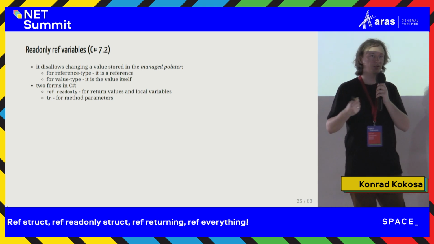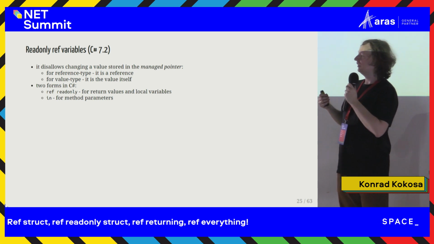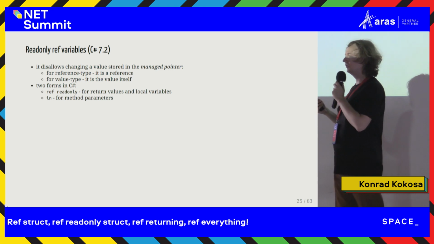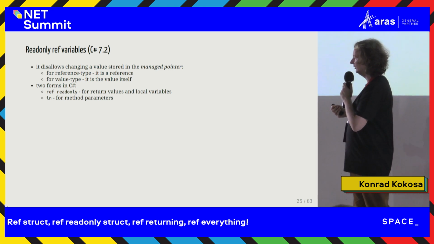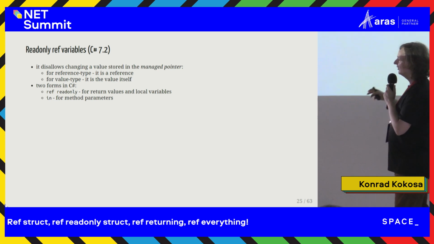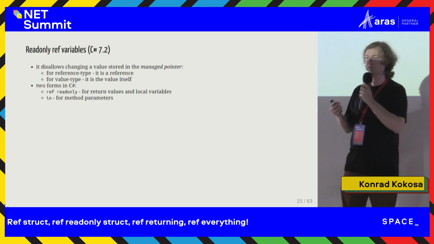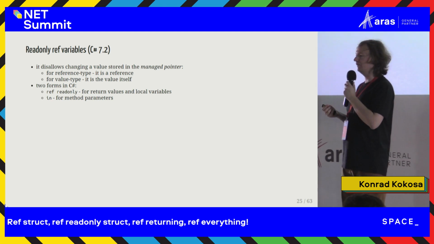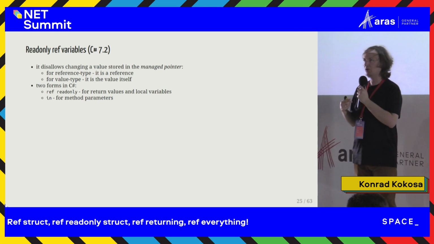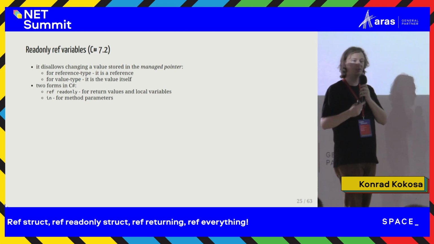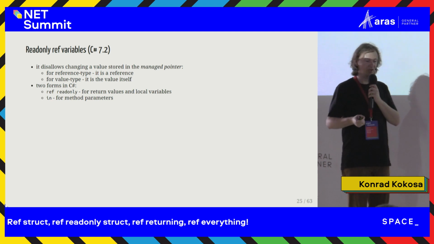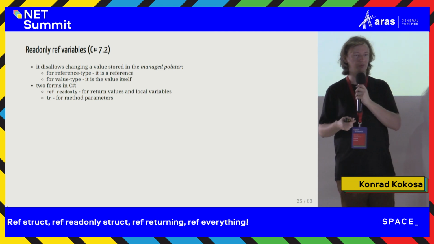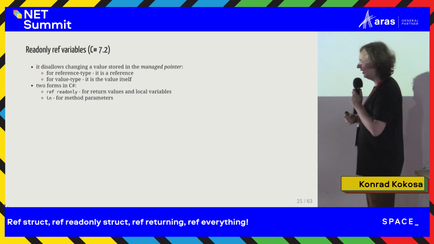It's also very important to make sure that you understand what is protected from writing. It depends on what is represented by this managed pointer, by the ref. If it is a reference type, so if you are using it to pass a class, the reference itself is protected, so we can't modify the reference, but the object pointed to by the reference is not protected. And for value types, so for structs, the value itself, the struct itself, is protected from writing. I will show you examples soon.